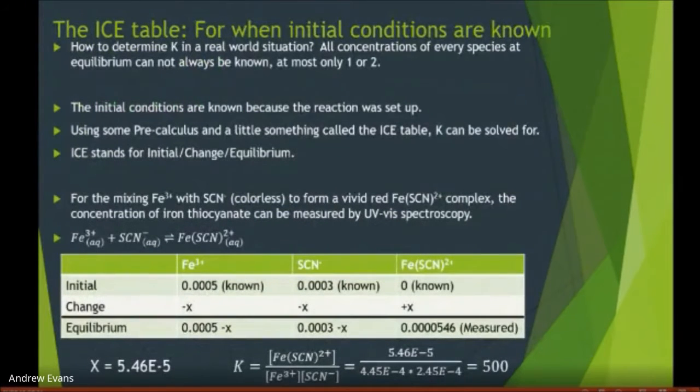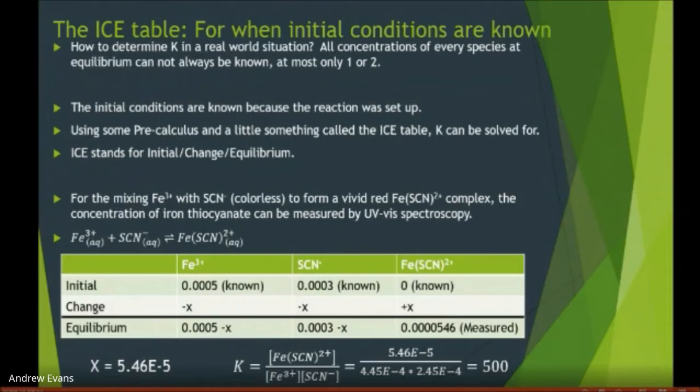Now, the hardest part of this chapter will be what's called the ICE table. Sometimes we do not have all the equilibrium concentrations, and we don't have our K. So, in fact, we're going to have a lab like this at some point where we don't always know all of the concentrations. At most, we can only know maybe 1 or 2 of them.